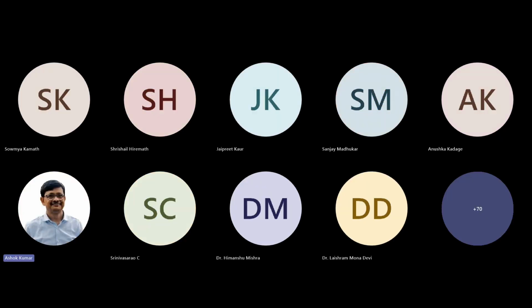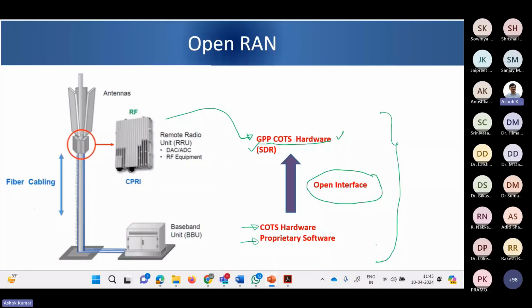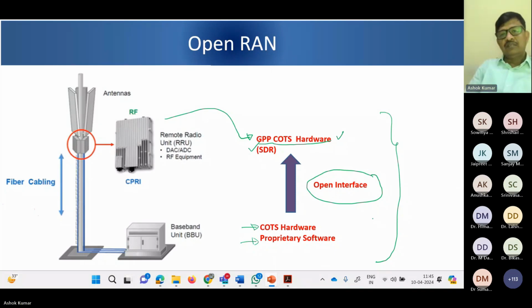In a very overall way, we can call this an open RAN. So what I have changed: my RF is on open hardware and it is running software defined radio. The interface between BBU and RF is open. The CPRI interface is implemented in an open way. The COTS hardware for BBU software is still proprietary. So this is the open RAN concept which we have.